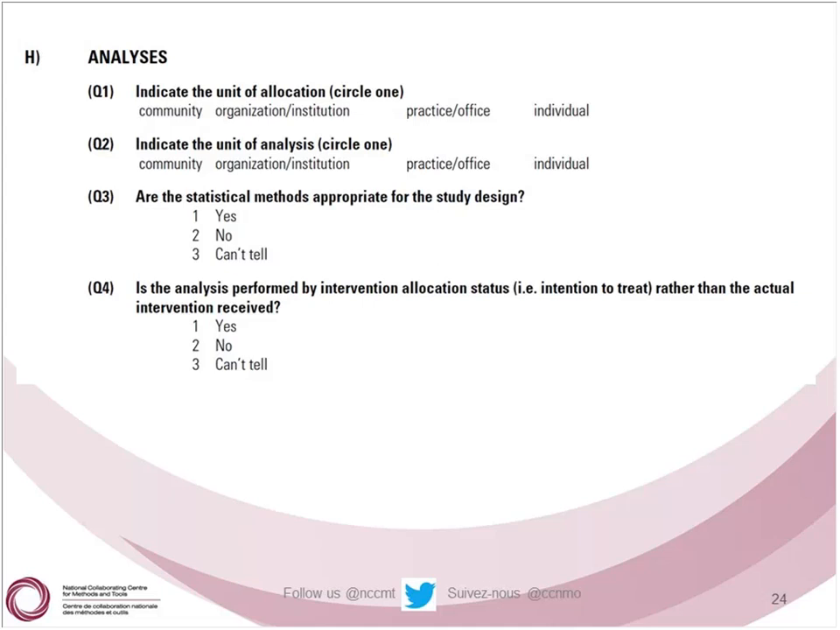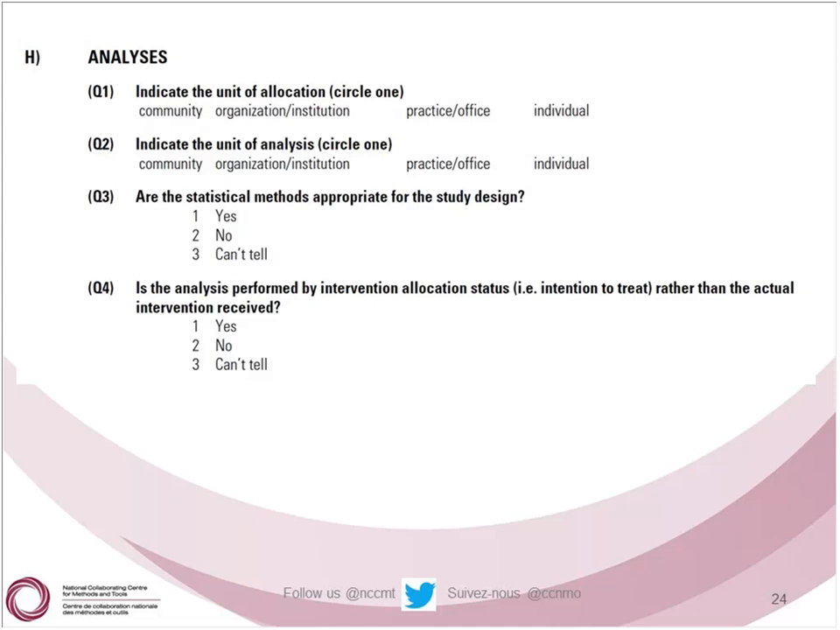Once we know what the unit of allocation is, we want to know what the unit of analysis is. Technically, what we are looking for is that if participants have been allocated at the individual level, then they should be assessed as individuals in the analysis. If allocation was at an organization or institutional level, then they should be analyzed at the organizational level, not at an individual level. So it's asking for consideration of whether the unit of allocation and the unit of analysis are at the right level.